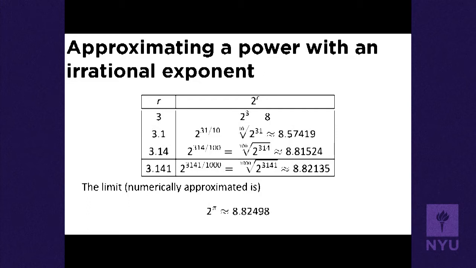Take a better approximation. That gives you a rational number with a larger numerator and denominator. Take that power, take that root. You get something which is, again, close to 8.8 something. So the calculator is going to tell you something like 8.82498, which we could get with pretty reasonable accuracy just by taking 4 decimal places or 4 digits from pi.